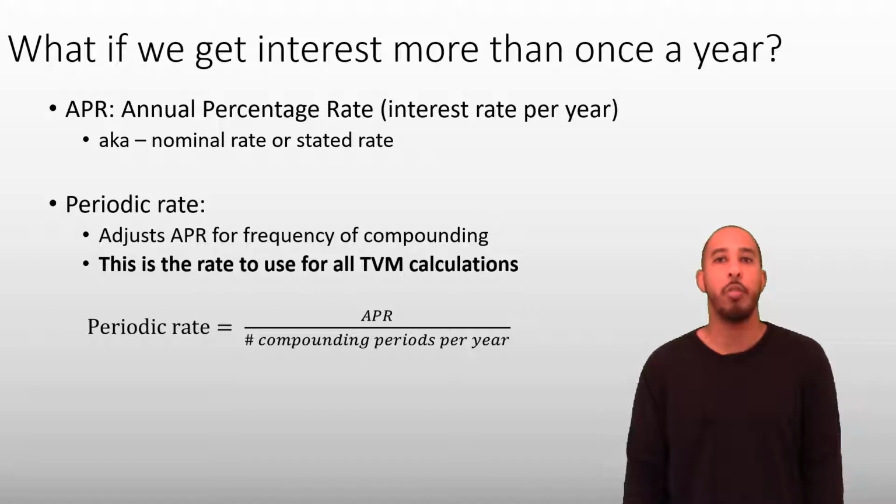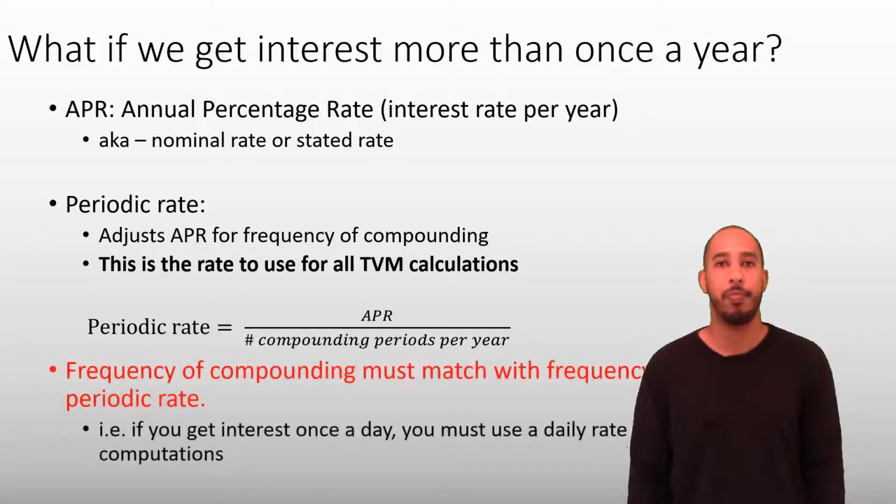It's important to note that the periodic rate is the interest rate you should use for I in all time value of money calculations. Whenever you see an I in the formula, you should immediately ask yourself, what is the periodic rate? And the frequency of the compounding must match with the frequency of the periodic rate. So if we get interest once a day, then we have to have a daily rate. If we get interest monthly, we have to have a monthly rate.